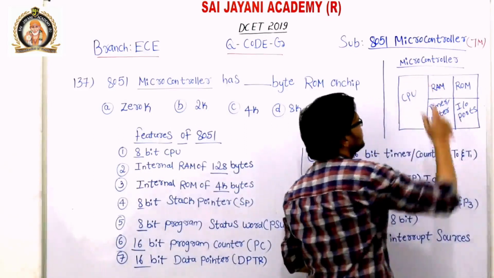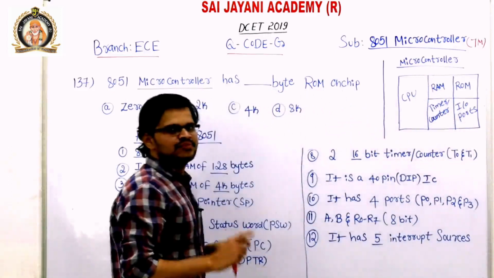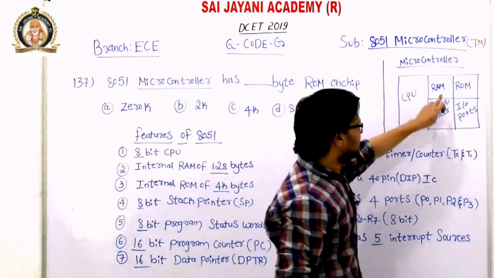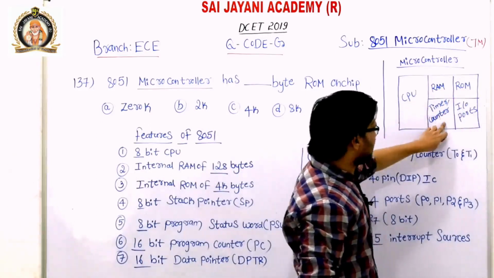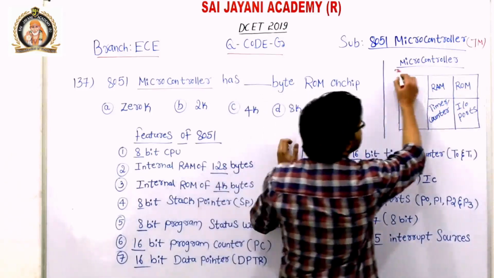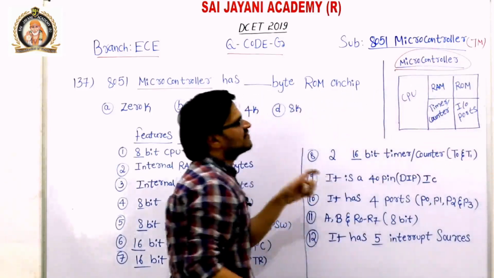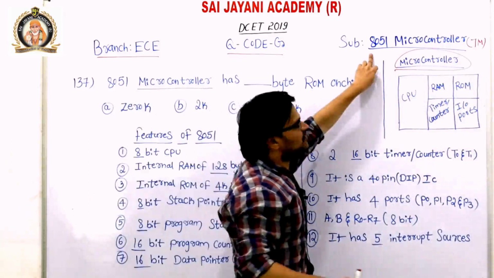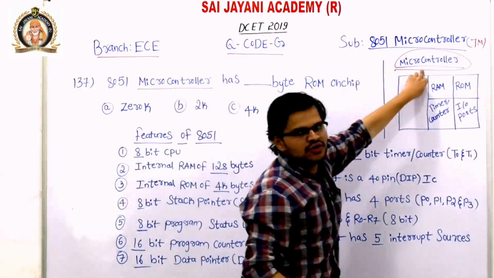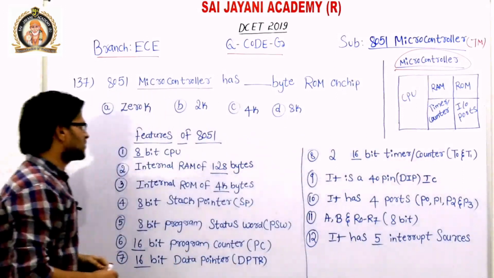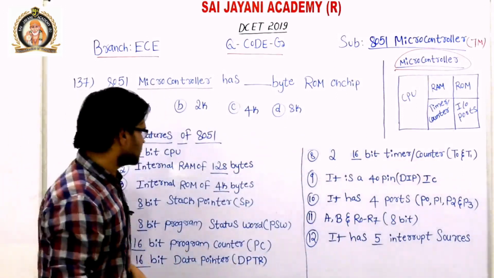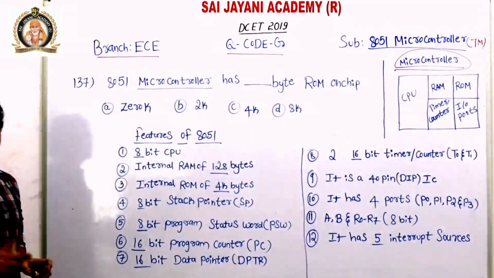I will say once again, the microcontroller is nothing but a processor or the CPU. Along with the CPU, it has inbuilt RAM, ROM, timer or counter and IO ports. This is the family. In that family, the 8051 is the member. 8051 is the member of the microcontroller unit. In every year's question paper, they may ask at least one question regarding the features of 8051.